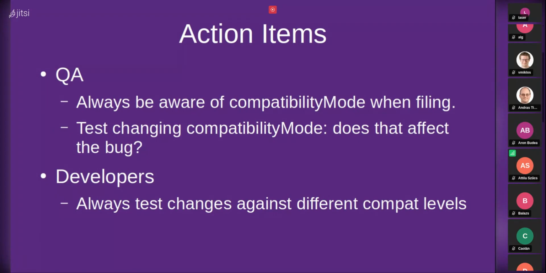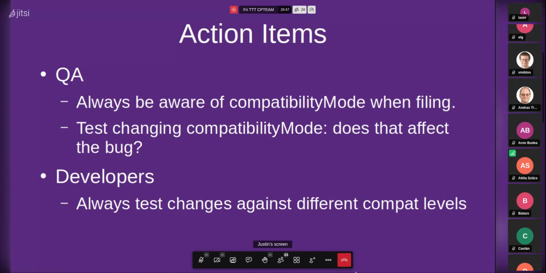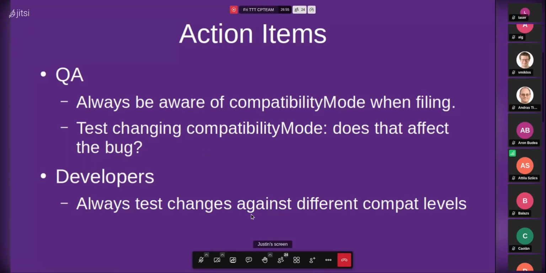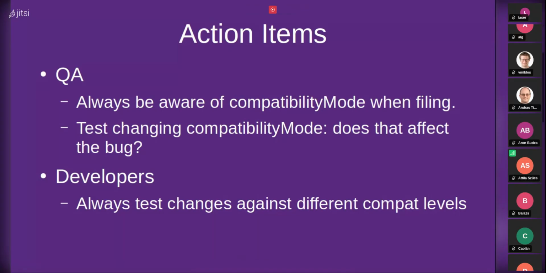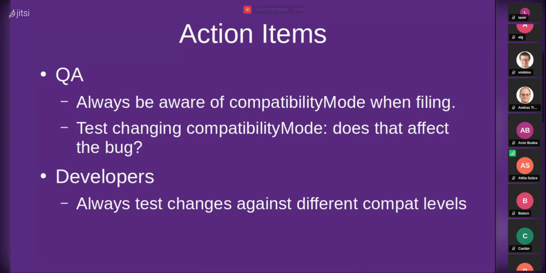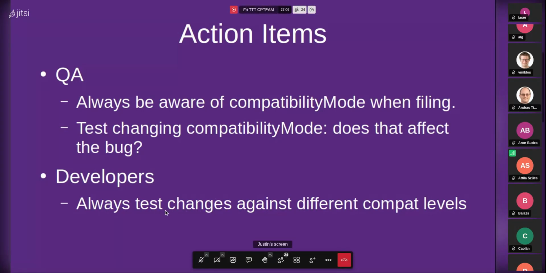So what are the action items for people to take away from this talk? Basically, for quality assurance, you always want to be aware of what compatibility mode the document is that you're dealing with. So when you're filing it, it's probably good to document that in the bug report. And in order to change the compatibility mode, all you have to do is look in that settings.xml file and change the number. That's the only thing that's needed to change compatibility mode. And so you can see, does that affect how the bug is handled? Does it affect the layout?